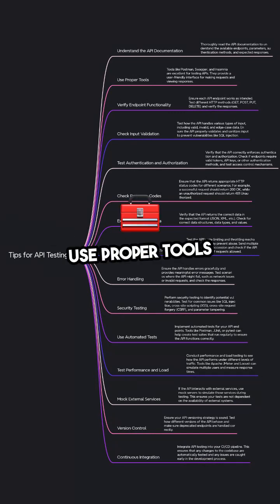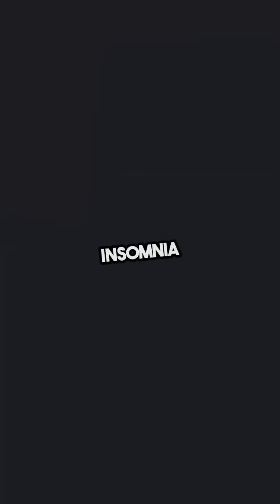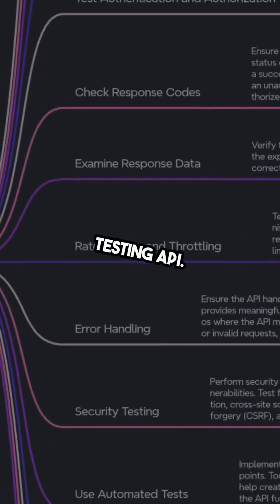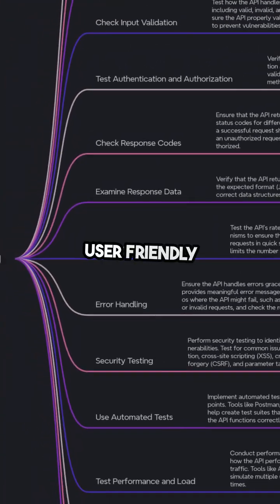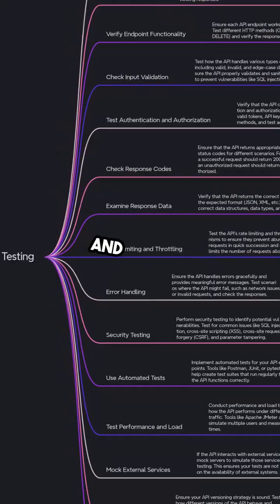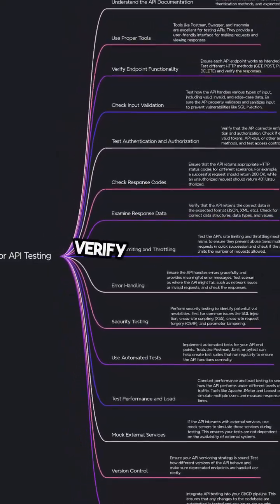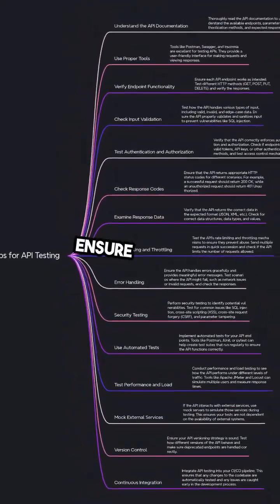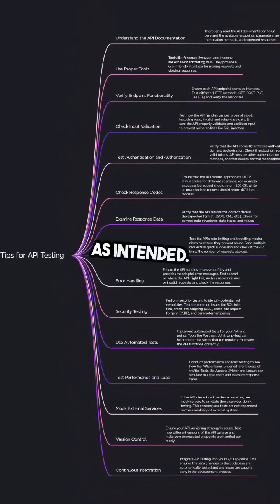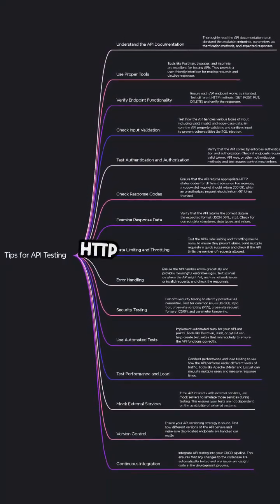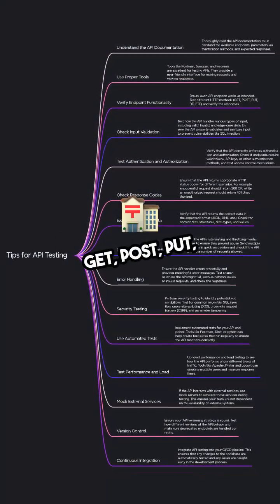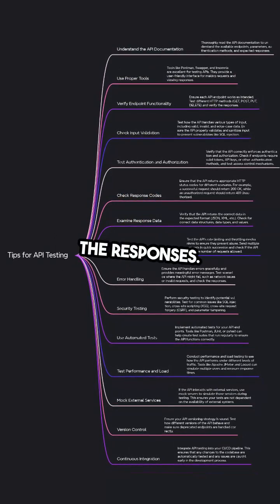Use proper tools. Tools like Postman, Swagger, and Insomnia are excellent for testing APIs. They provide a user-friendly interface for making requests and viewing responses. Verify endpoint functionality. Ensure each API endpoint works as intended. Test different HTTP methods, GET, POST, PUT, DELETE, and verify the responses.